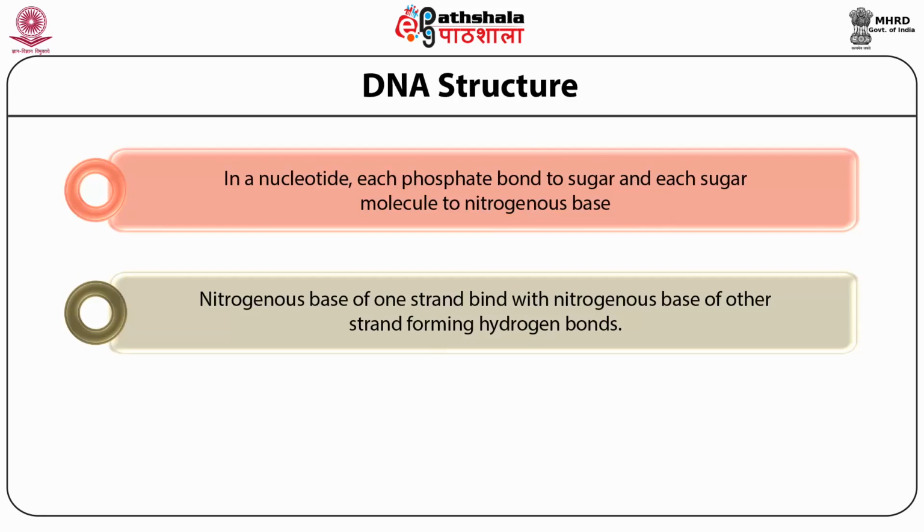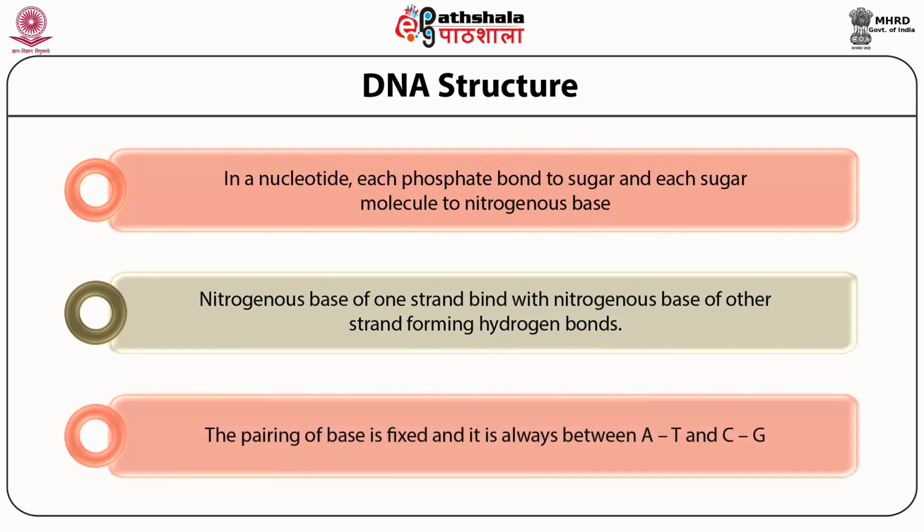molecular structure. The bonding between the nitrogen bases follows a fixed pattern and it is always A to T and C to G, as it is possible to form two hydrogen bonds between A and T and three hydrogen bonds between C and G. In other words, the combination is between a purine and a pyrimidine.